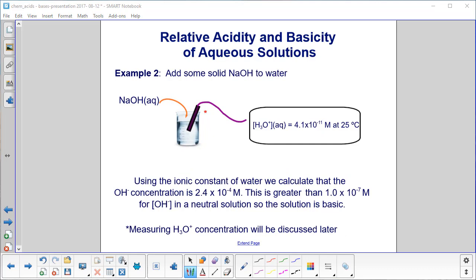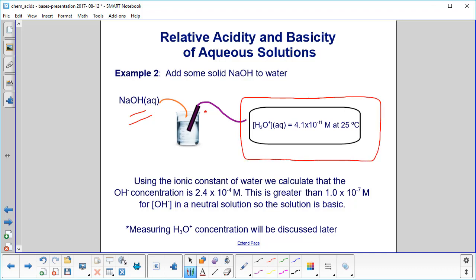This time we'll add some solid sodium hydroxide to the water, and then it forms aqueous sodium hydroxide as it dissociates. And this time we find that the hydronium concentration, because that's what we're measuring, the hydronium ion, is 4.1 times 10 to the minus 11th. We use the ionic constant of water and we calculate this right here.